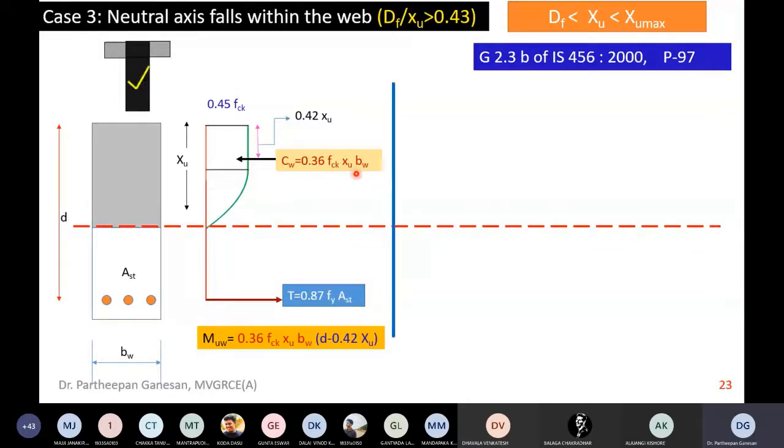Plus now, this is for this web. That's why I marked a tick mark. This is for the web. Now I have to calculate for this flange. Now the flange is here. This is bf minus bw and this is Df. Sorry, Df should be till here. I marked it wrongly. The Df is till here. This is the thickness of the flange.